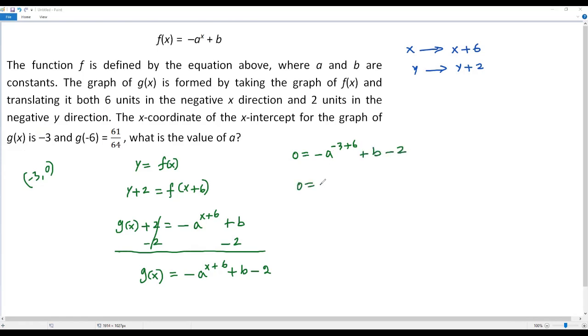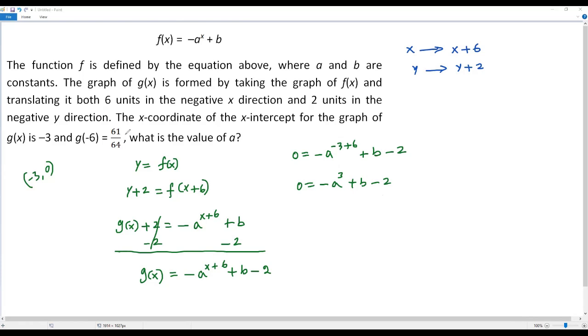Okay, 0 equals negative a. When I simplify this one, I'm getting exponent 3 plus b minus 2. Okay, here there are two unknowns. One is a and the other one is b. According to the question, we have to find the value of the unknown a. Now to get the value of this unknown a, we must find the value of this unknown b. Okay, how do I have to find the value of b?